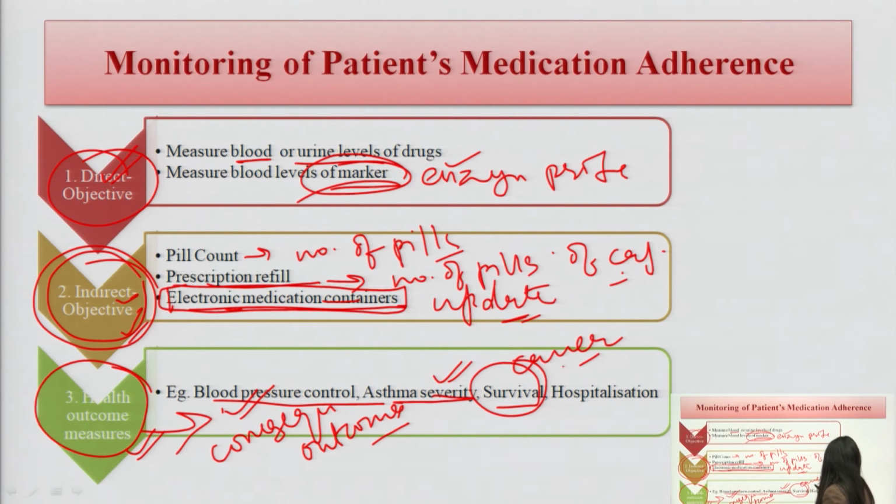And of course, if the patient is taking a particular treatment for diseases which are very severe like cancer, a particular therapy will improve the survival rate and reduce the hospitalization. In that way we will calculate the health outcome measures, and on those measures we will see whether the patient is following the medication adherence or not.